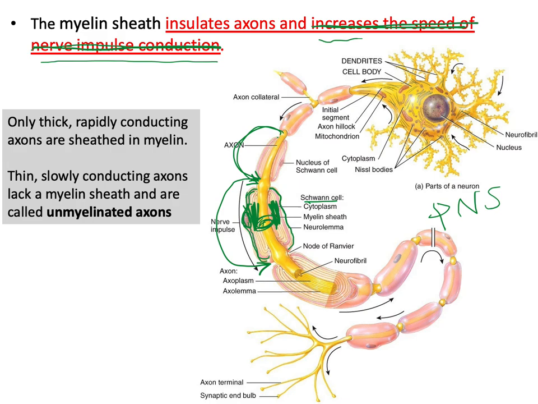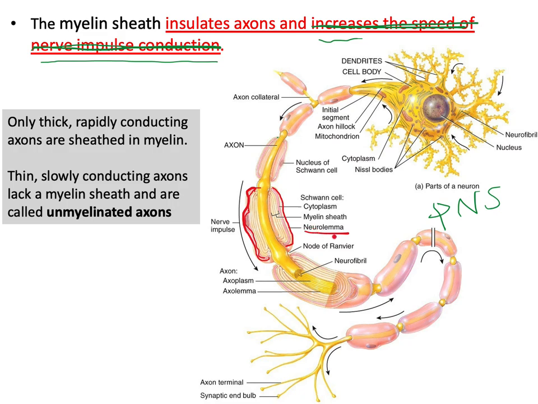Let me erase it and show you here. This is the Schwann cell in general, myelinating the axon. So this is a myelinated axon. And this is the nucleus of a Schwann cell. This is the cytoplasm of the Schwann cell. And this outer layer is the cytoplasmic membrane of a Schwann cell. We call it neurolemma, right?